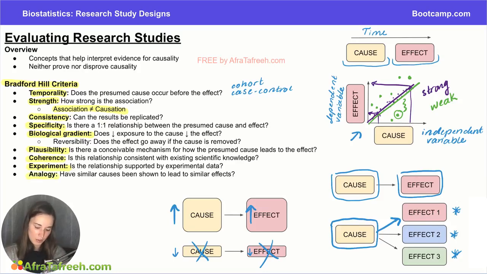Finally, we have analogy, which asks, have similar independent variables been shown to lead to changes in similar dependent variables as the one you're studying? But you can imagine if a scientist is creative enough, they can come up with an analogy between their study and just about anything else. So I don't think this study criteria is quite as strong as these earlier ones that we've talked about.